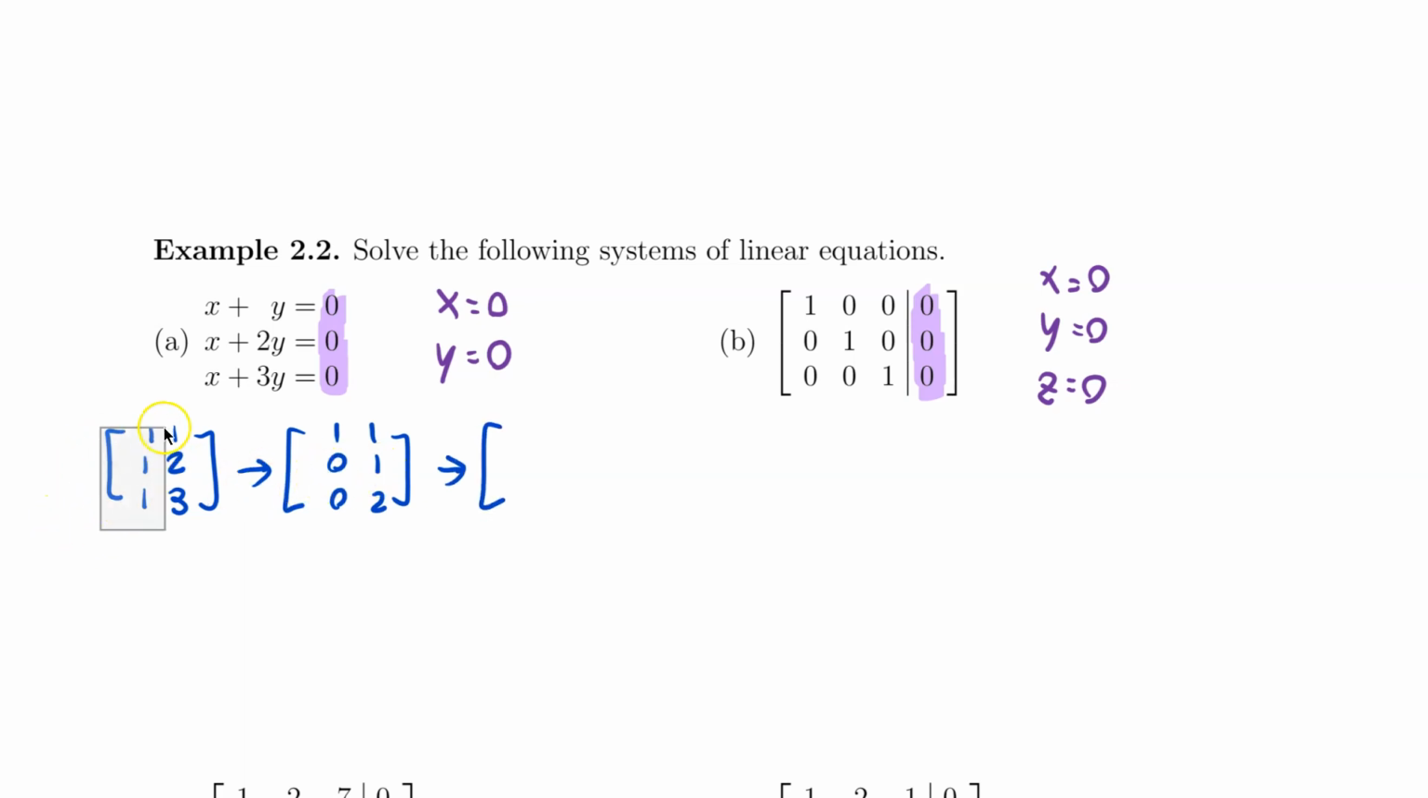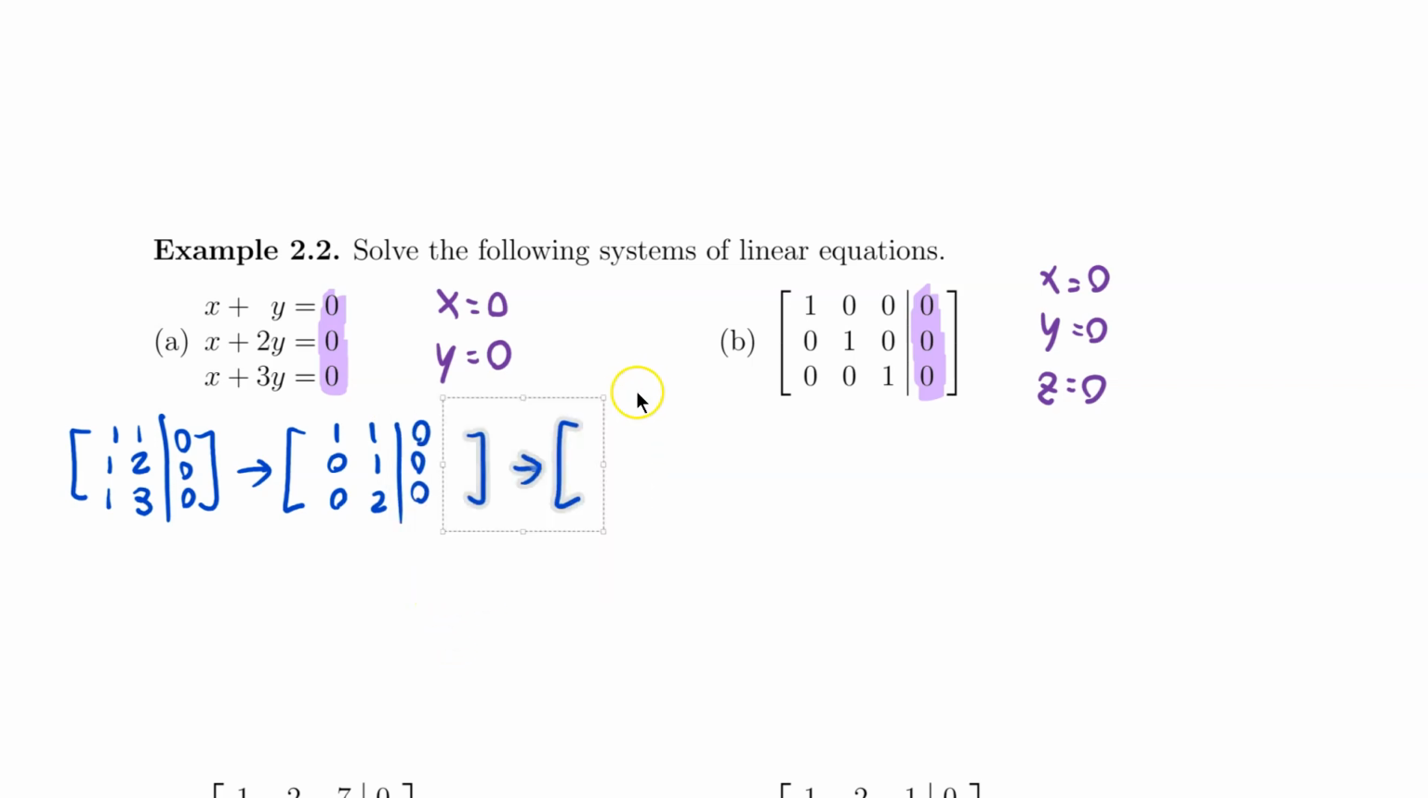Wait a minute, I forgot the 0 on the right-hand side. Let me actually move this a little bit. I'm just going to insert that into here. So my right-hand side are all 0. Notice that because they are all 0, it doesn't really matter anyway, because no matter what we do, it will always be 0.